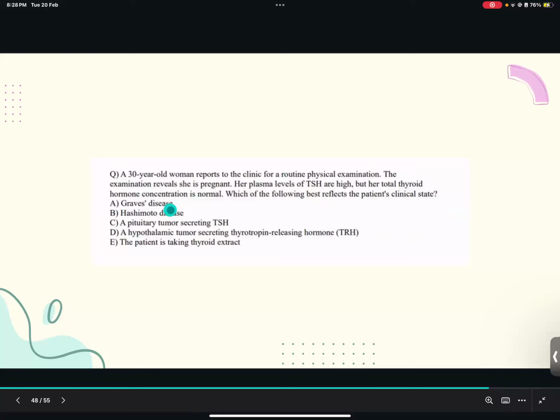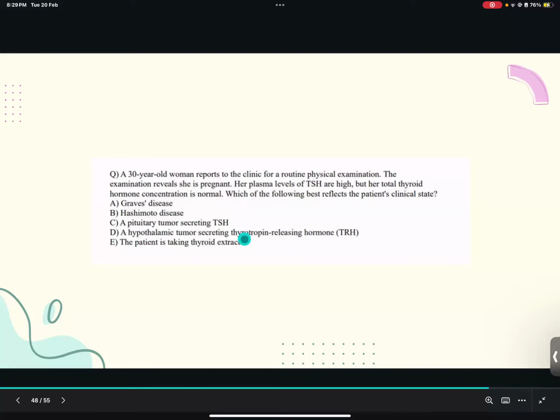The answer can't be Graves' disease because TSH levels are high here, and TSH levels are low in Graves' disease. It can't be a pituitary tumor secreting TSH, but I understand why you would say that. No, sorry, with a pituitary tumor secreting TSH, you'd have high levels of thyroid hormone because you'd have increased levels of TSH and increased levels of thyroid hormone.